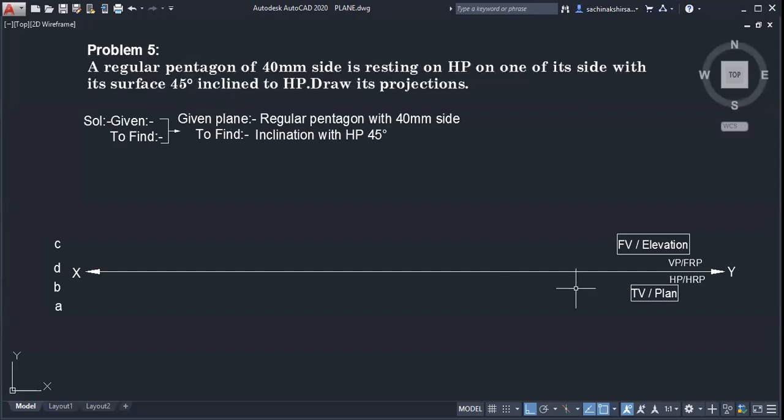Which is the type of plane given in the problem? Pentagon. How many sides will it have? 5 sides. Second, where is it? It is on HP or on VP? On HP. Means its true shape will come where? In HP or on VP? On HP. Whether its front view will be true shape or its top view will be true shape? Top view will be true shape.